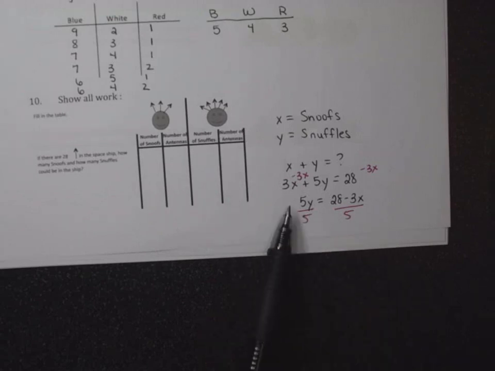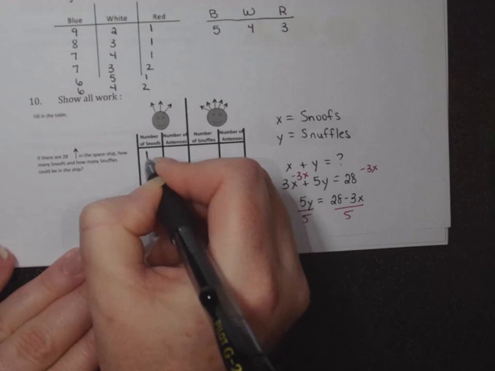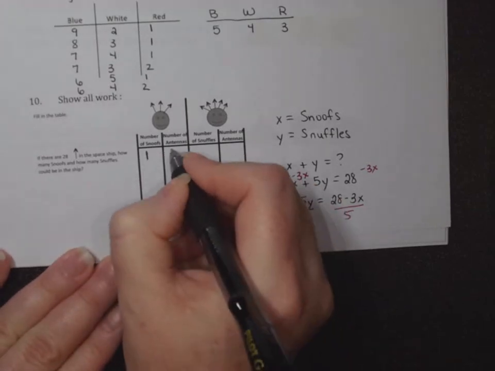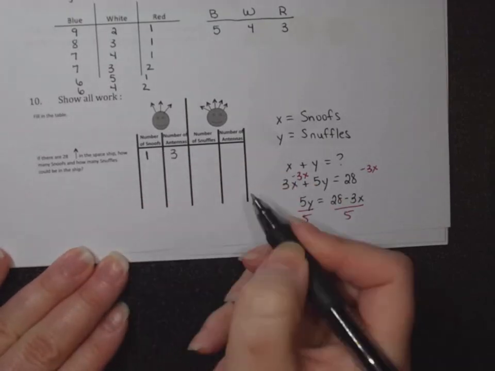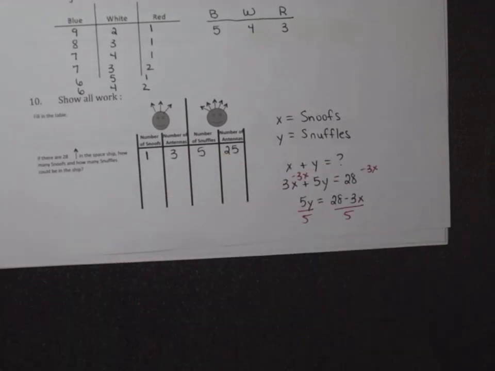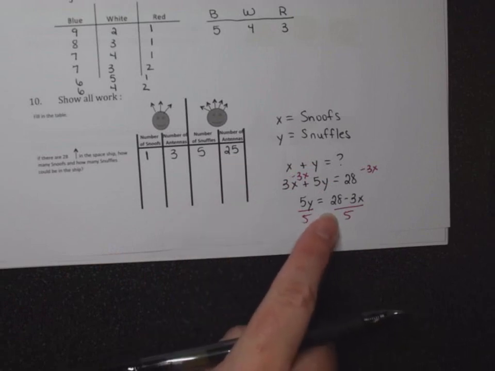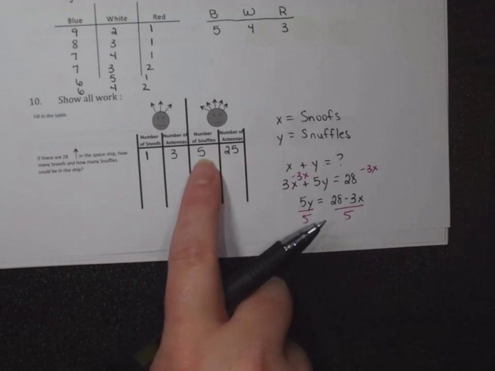Maybe that helps, maybe that doesn't. In other words, 5 times y has to be the same as what we have over here. So maybe that helps you kind of limit it down. But if this were 1, there would be 3 antennas here, which would leave 25 here, so there must be 5 of these guys. In other words, what I was trying to say here, but maybe not so well, is this number here is going to have to be divisible by 5.